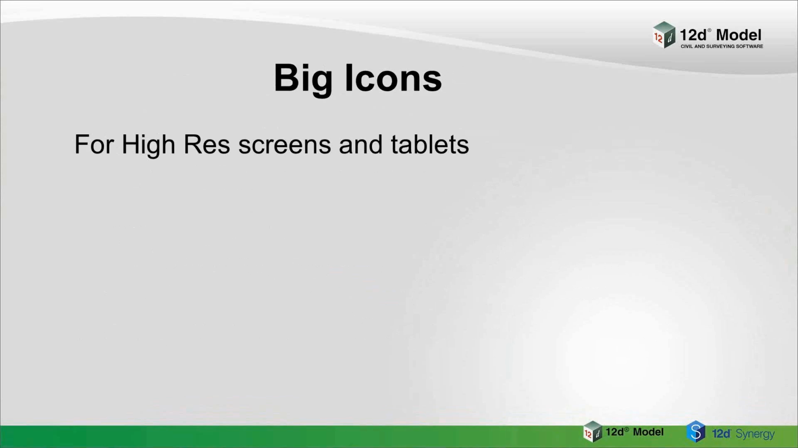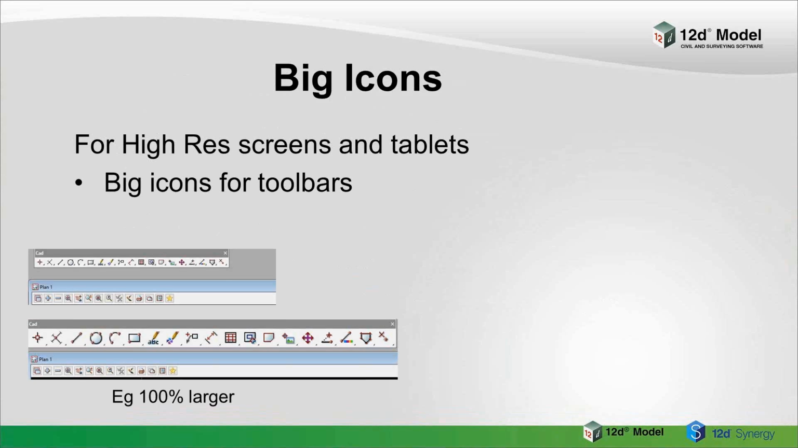Big icons. What's the point about this? Well, with high resolution screens in tablets, you've got sort of two problems going on. With high res screens, a 16 by 16 icon is often too small to read or see. And on tablets, you need bigger buttons so you can get your finger on them, especially for me with fat fingers. So what we've got is that you're able to have set your toolbar icons to be bigger, and you can say they're 50%, 100%, 150 or 200% larger, and you can set that so you can see them much more easily.